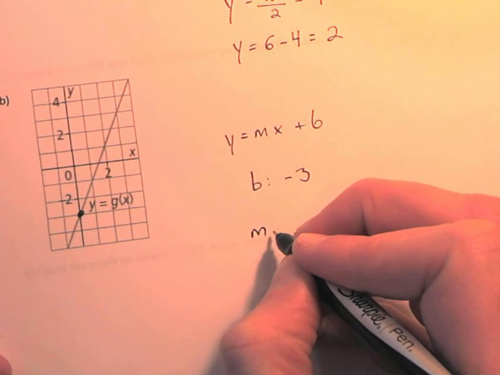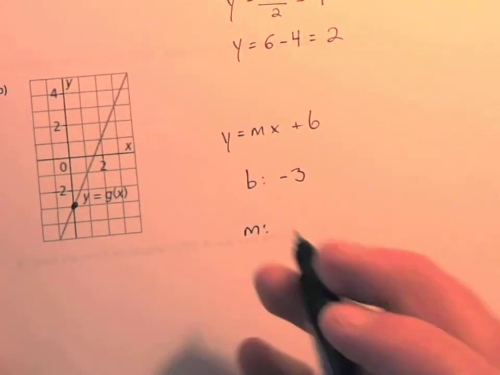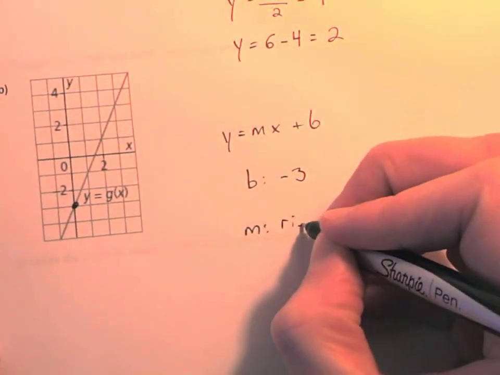And our m is our slope. So we have to find the slope of this line. We know the slope is rise over run.